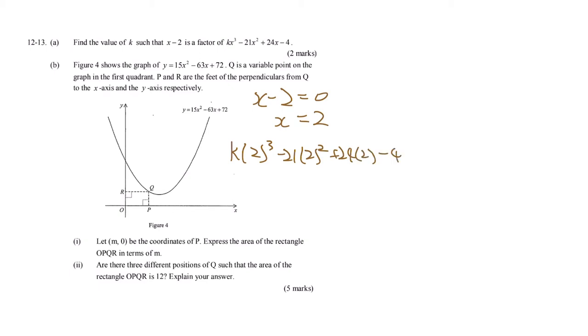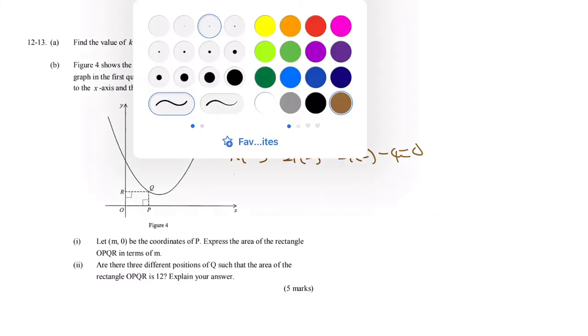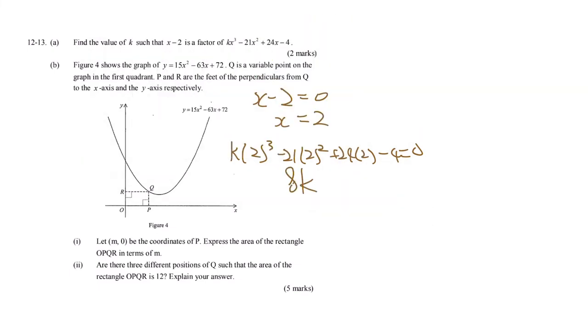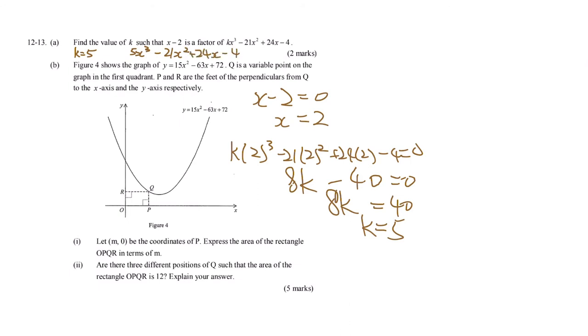Because you're not given any remainder, in fact you're given a factor, it should equal 0. Sometimes it gives you a remainder. In that case, you should make it equal to the remainder that you are given. It could be different. Afterwards you should be able to get 8k minus 40 equals 0, then move that 40 to the other side and you should be able to get k as 5. So you just write k as 5. And the equation also, let's write it in a better way, just substituting k with 5.